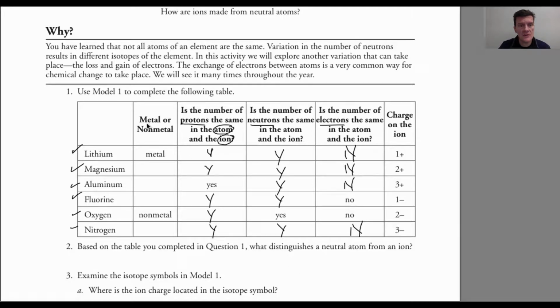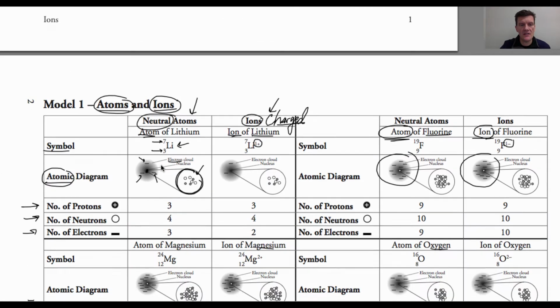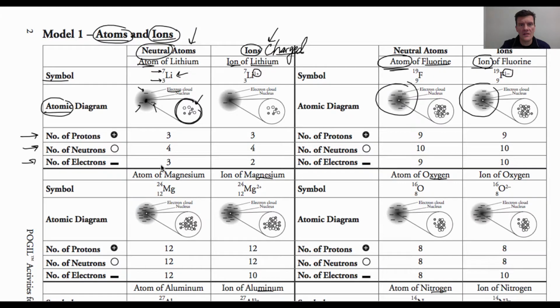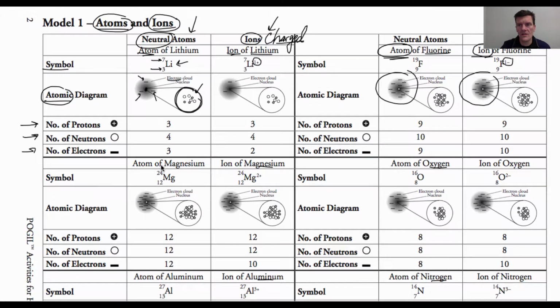And let's look here. We're trying to identify, are these metals or non-metals? Let's look back at our diagram or model here. You may or may not know which of these are metals and non-metals, so I'll give you a hint. The metals are going to be located on the left side of the periodic table, and the non-metals are going to be on the right side of the periodic table.